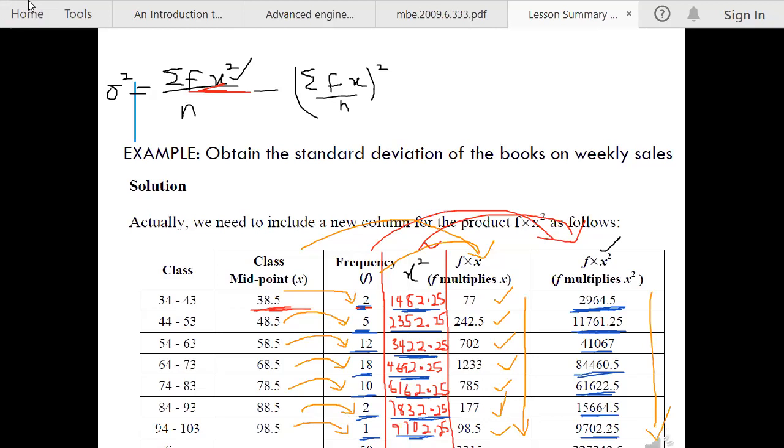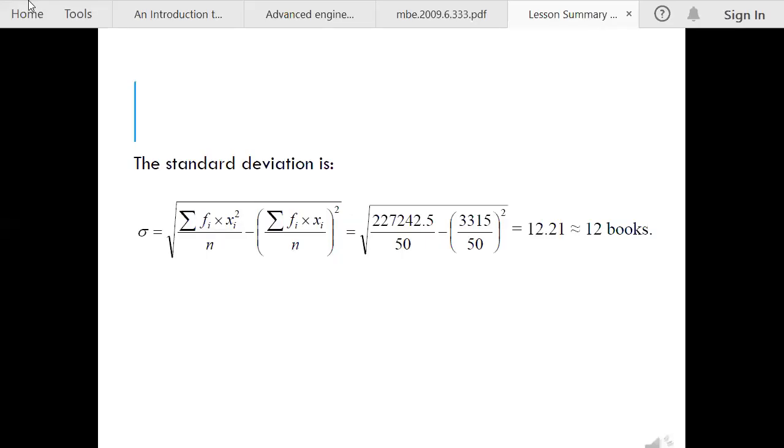Now, the summation of fx squared is what we see here, which is 227242.5, and the summation of fx was 3315. Whereas the summation of our observations, let me go back a bit.